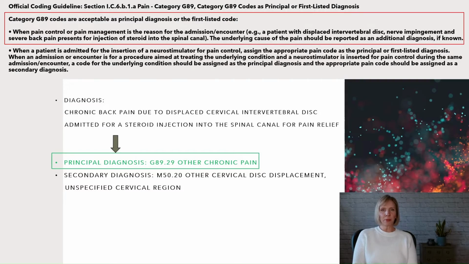Let's take an example included in the guideline. If a patient with chronic back pain due to displaced vertebral disc is admitted for a steroid injection into the spinal canal to relieve the pain, the category G89 chronic pain code would be the principal diagnosis. An additional code would be assigned to capture the underlying cause of displaced vertebral disc. In this scenario, the primary goal is to alleviate the pain, not to address the issue of the displaced disc itself.